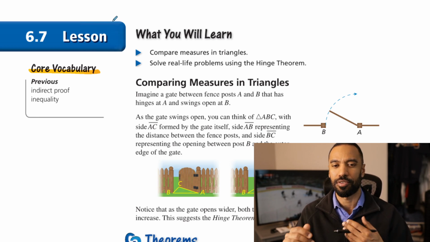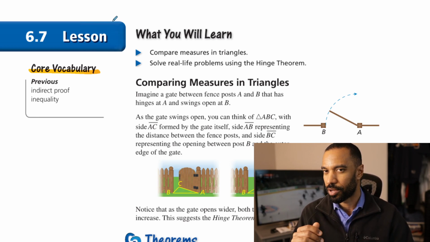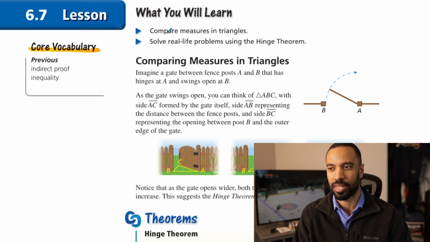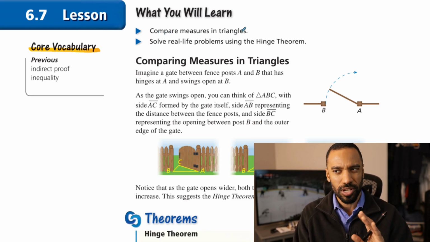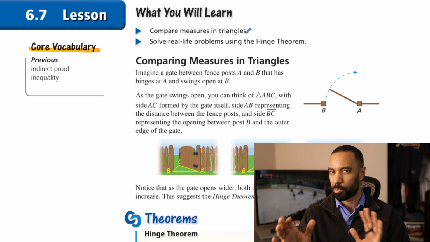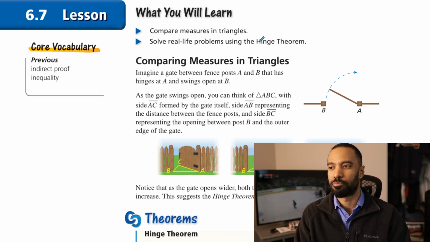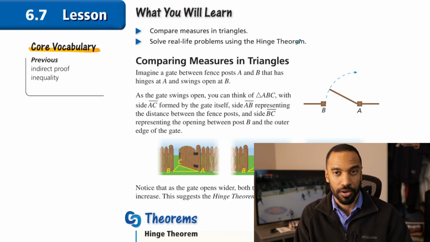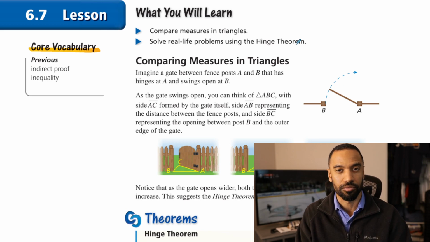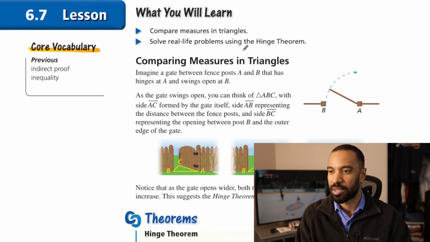All those things that just compare things within a single triangle. But now we're saying what happens if you have two triangles and how you compare them. Let's take a look at how they want to talk about that. You're going to compare measures in triangles, not necessarily with a protractor, but which ones are bigger and smaller, and solving real-life problems using what's called the hinge theorem. I don't know it by name, but we'll go and figure out what it is. Maybe some guy named Hinge.